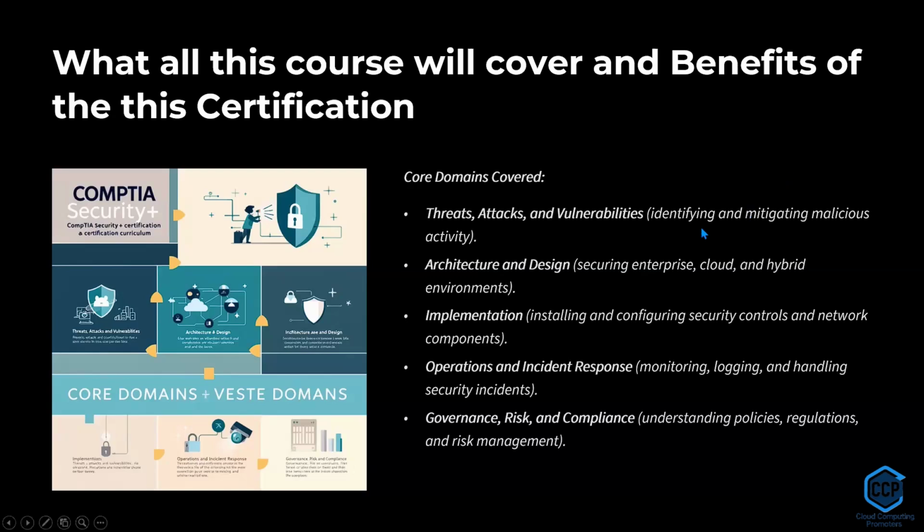Then the second domain is architecture and design: how the security architecture is designed by the organization to keep itself secure, how they write the policies, what restrictions they keep, why they use proxy, why they use VPN, and what tier 1, tier 2, and tier 3 architecture are. Next we'll have installation and configuration of the tools we use in cybersecurity, which is correlated with network security.